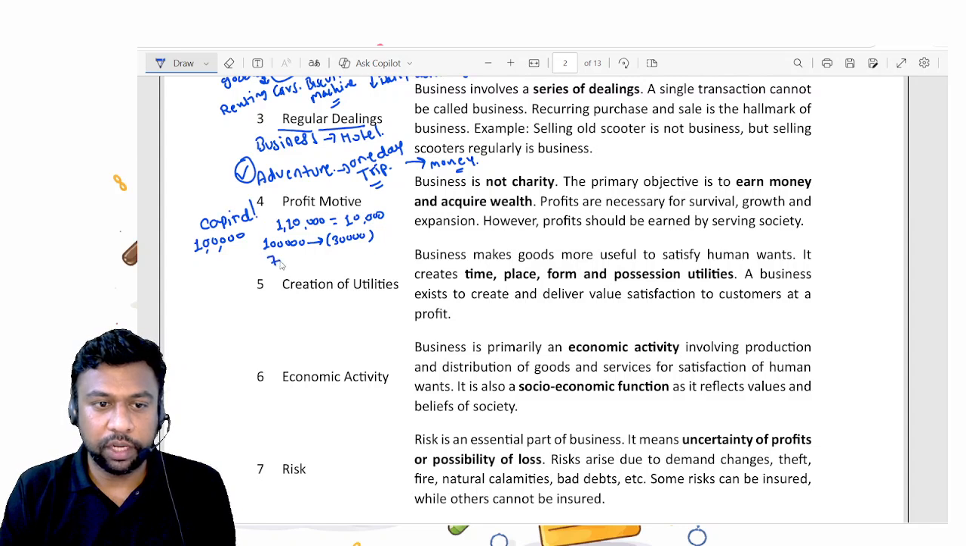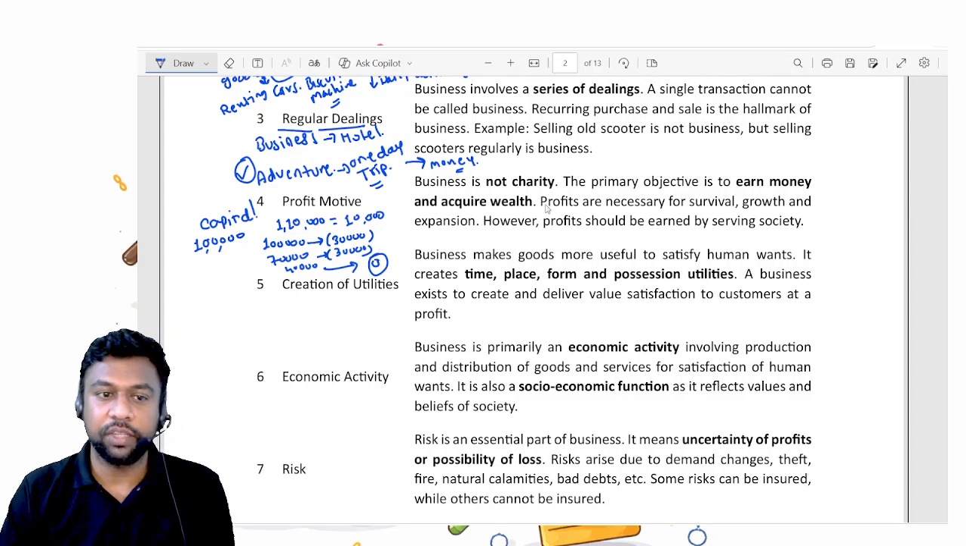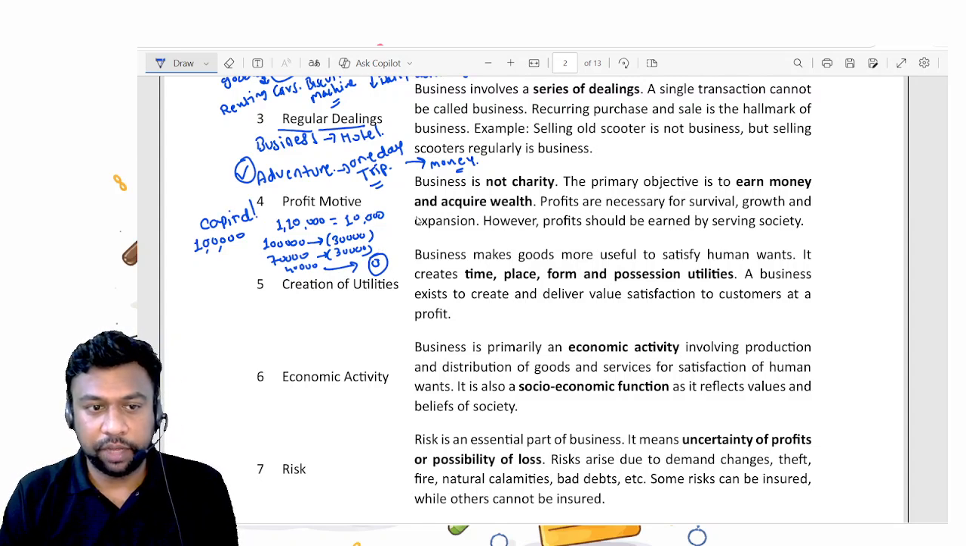Okay, so how much money are you left with? 70,000 rupees. Next month again 30,000. This is when you are not making any profit. Okay, so 40,000, and eventually your money will become zero. Then how will you be able to survive? That's why profits are very much necessary.